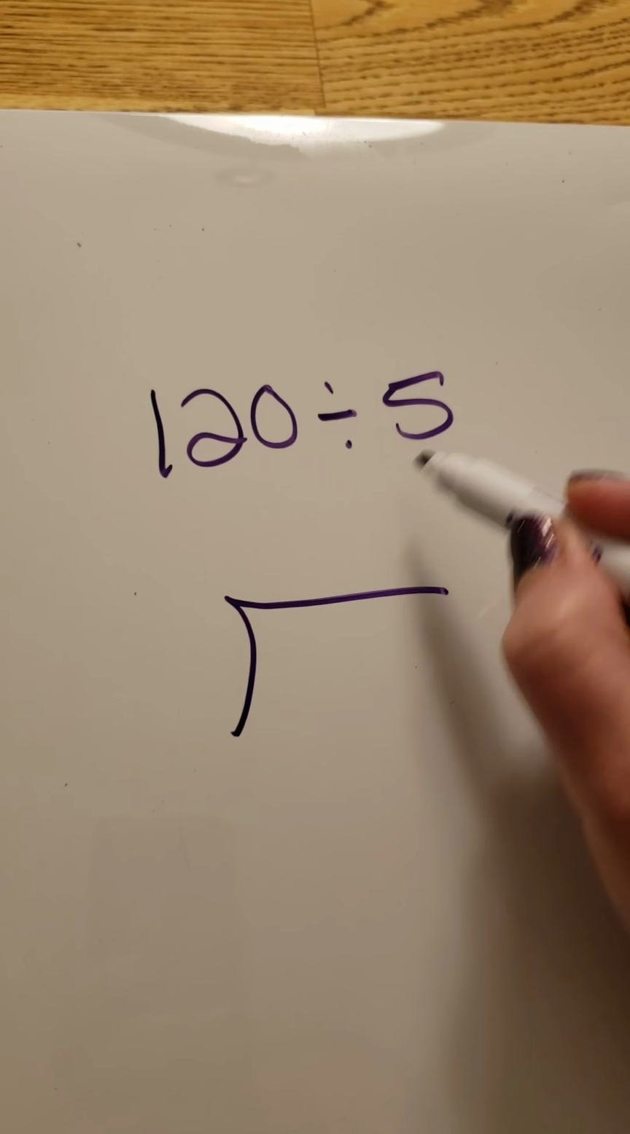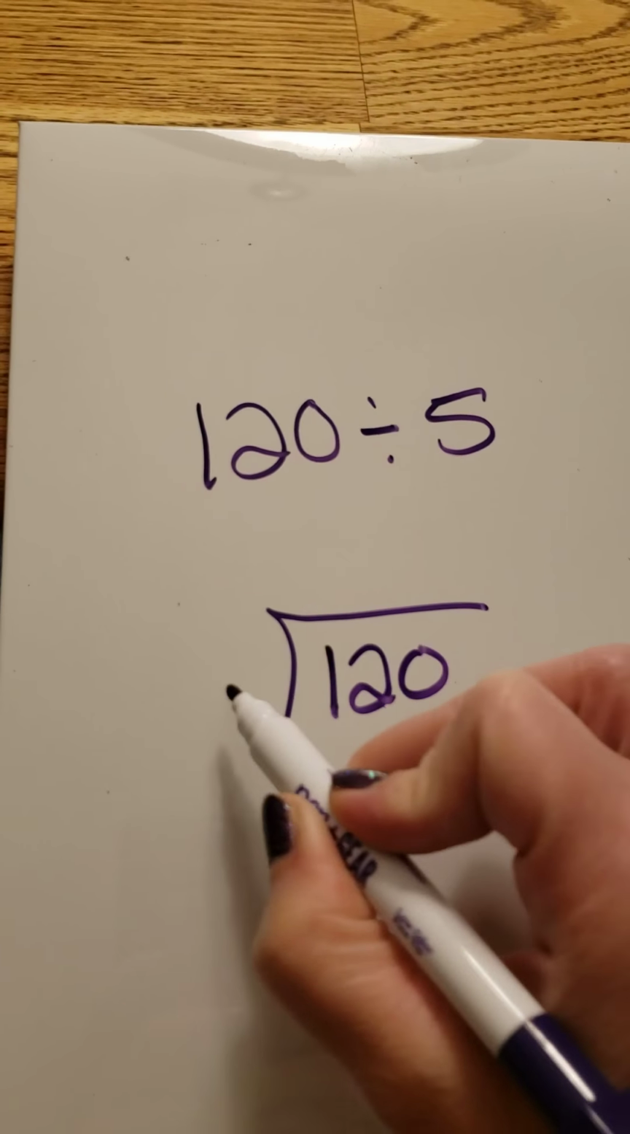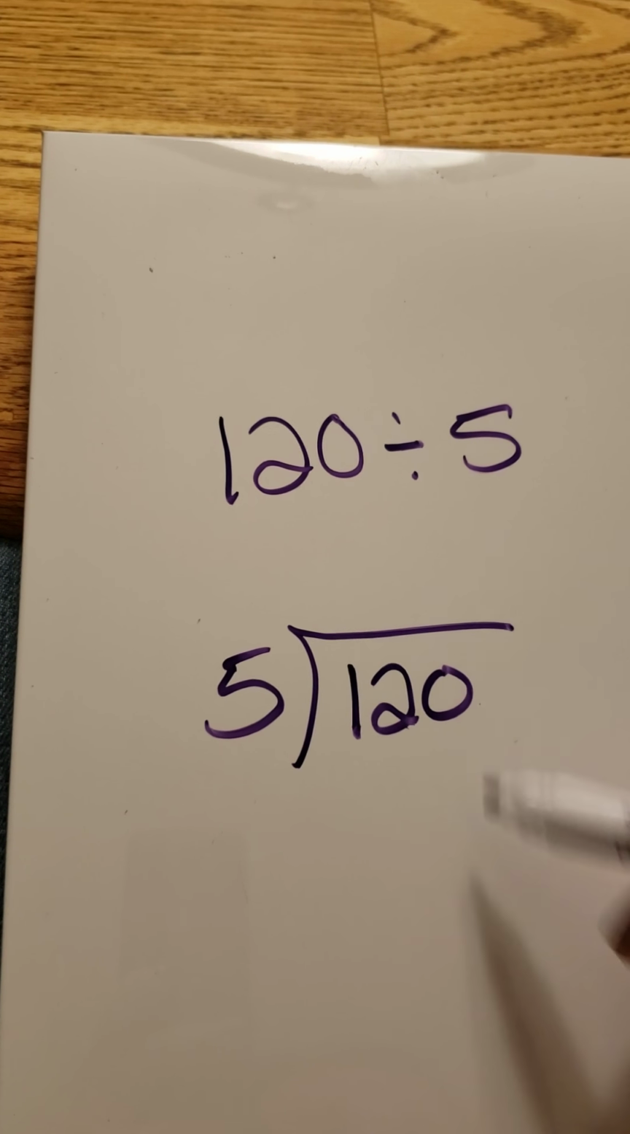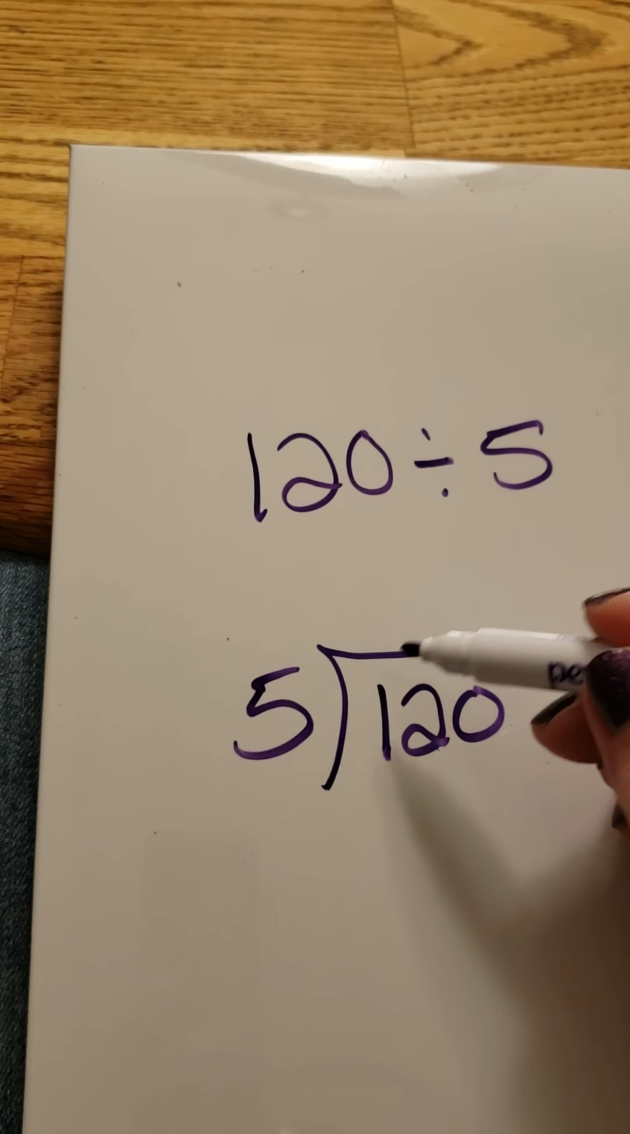So 120 divided by 5. So 120 will go in the box. 5 will go outside the box. You are allowed to use your calculator within the actual division problem, but not just to get the straight answer. So always start small.